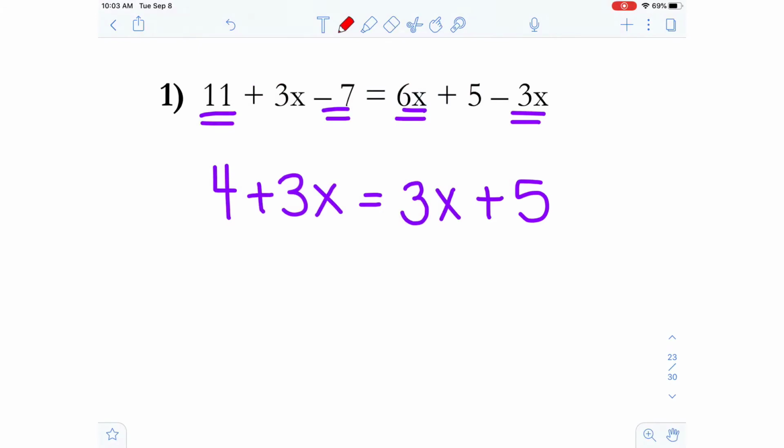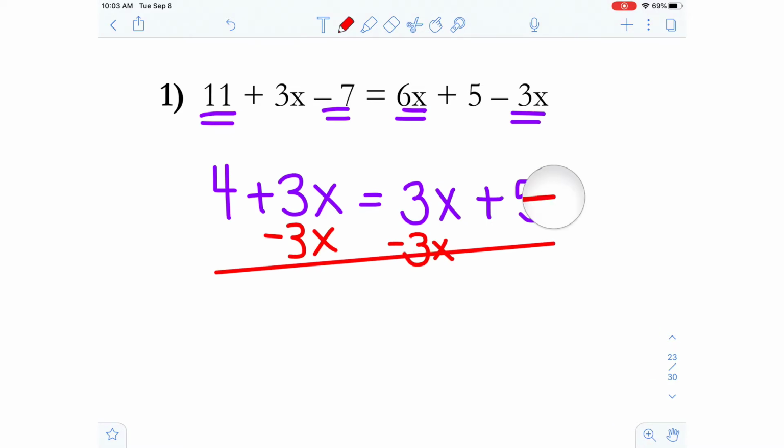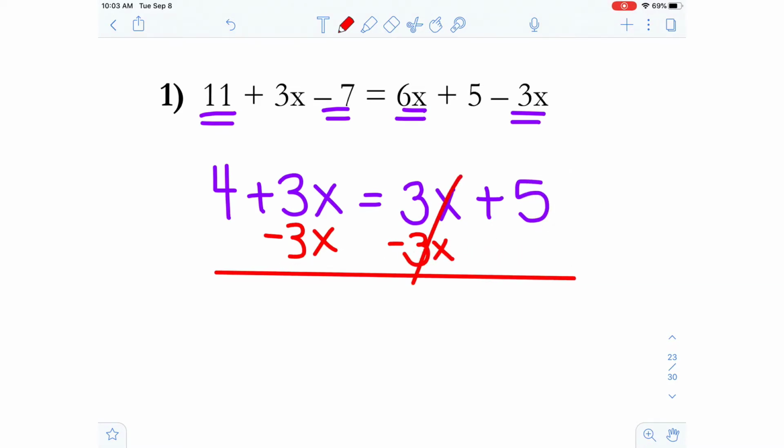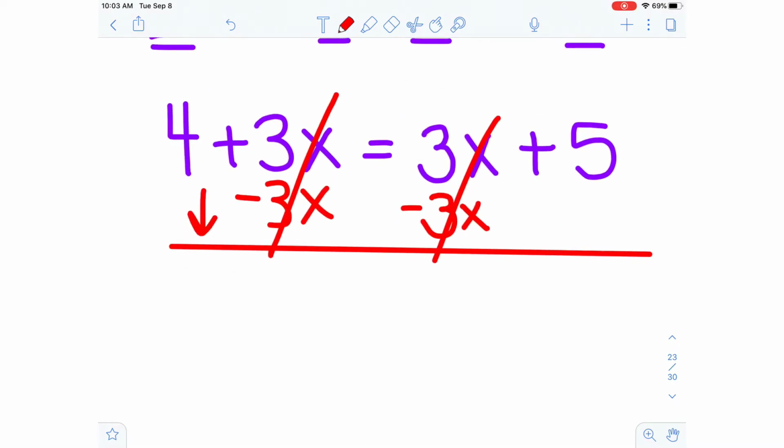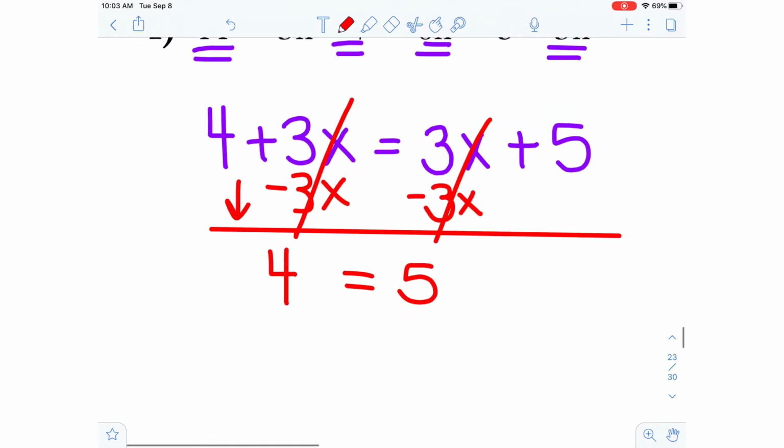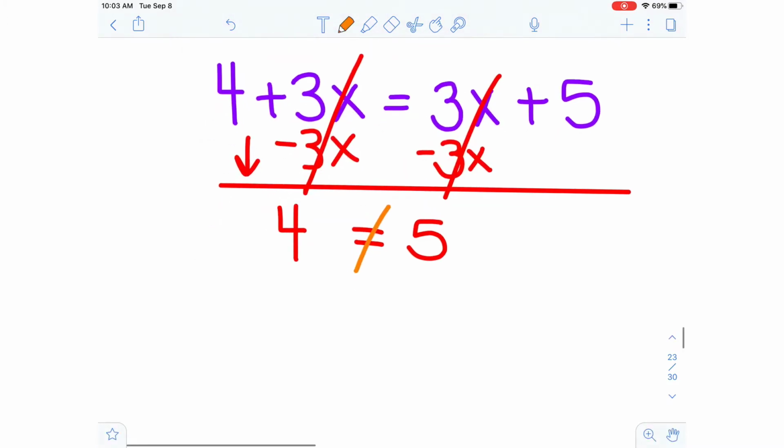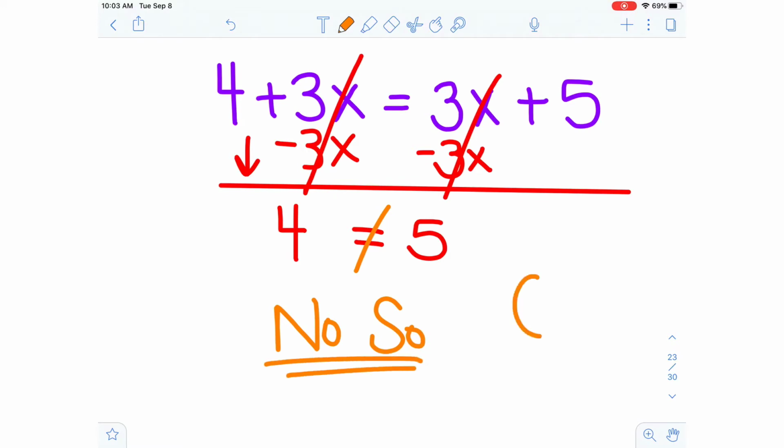So next, I'm going to subtract over the 3x to the left side. And, uh-oh, something weird happens. The x's cancel on both sides, and this leaves me with 4 equals 5. But that's not a true statement. 4 does not equal 5. This is a no solution, or as I like to say, a no-so. All right, you don't have to say no-so, but it is a no solution.